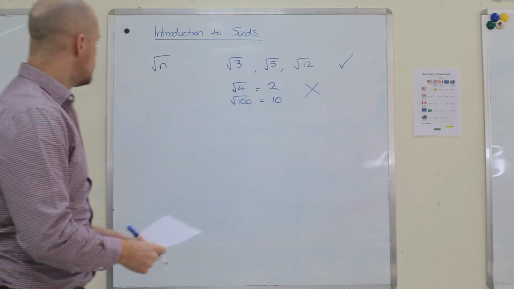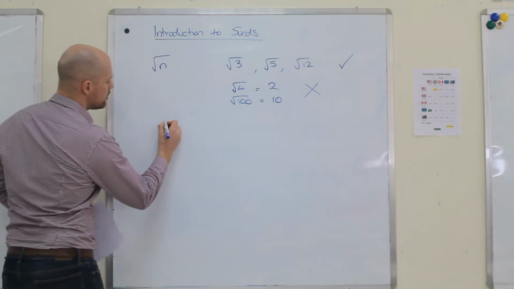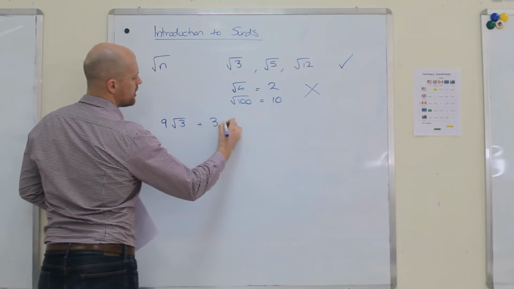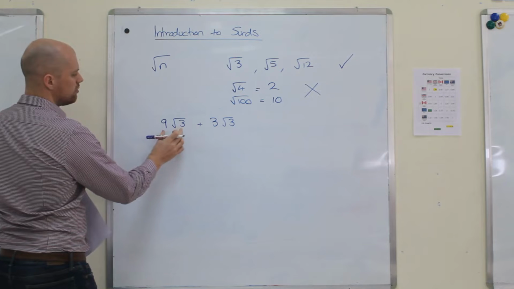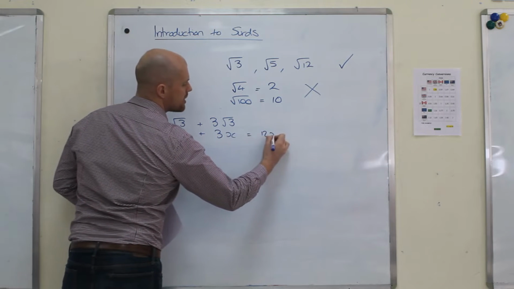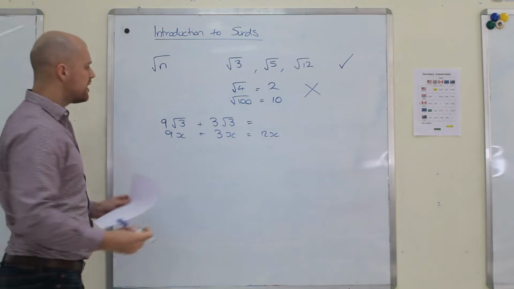Okay? Now, I can add and subtract surds. So for example, 9 root 3 plus 3 root 3. 9x, which you could call it, plus 3x would be 12x. Therefore 9 root 3 plus 3 root 3 would be 12 root 3.